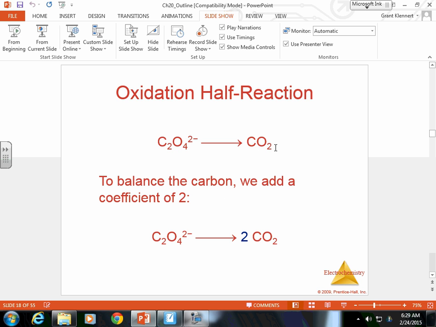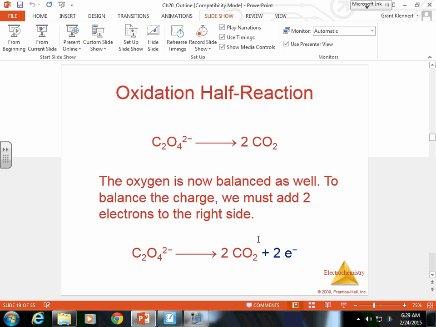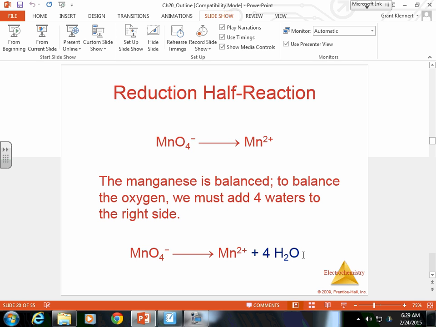C2O4 going to CO2. To balance the carbon, we're going to add the 2 coefficient out in front. So now we have 2 carbons and 2 carbons. After that, however, on the left side here, we have a charge of minus 2. To make sure we have that charge of minus 2, we have to add 2 electrons on the right-hand side. That one's good. That one's taken care of.